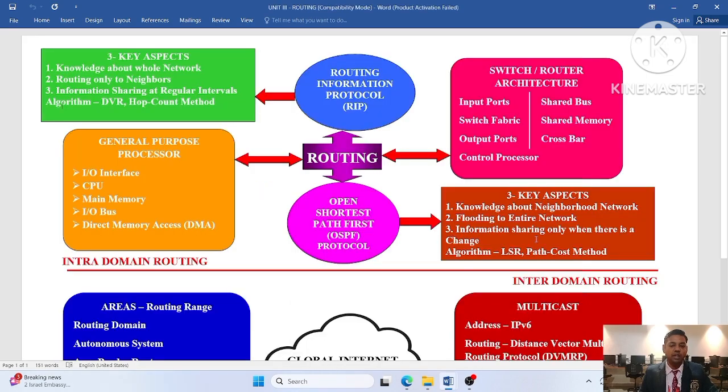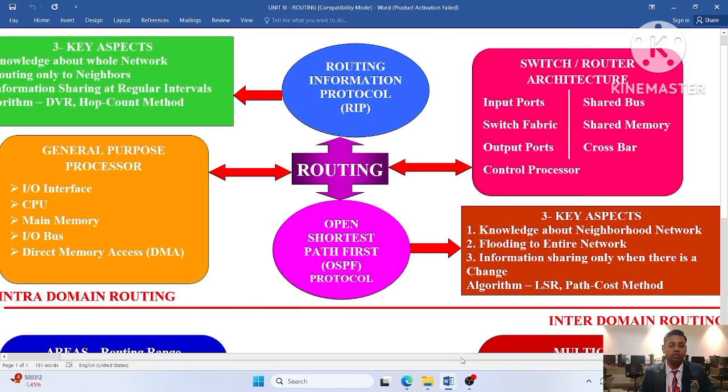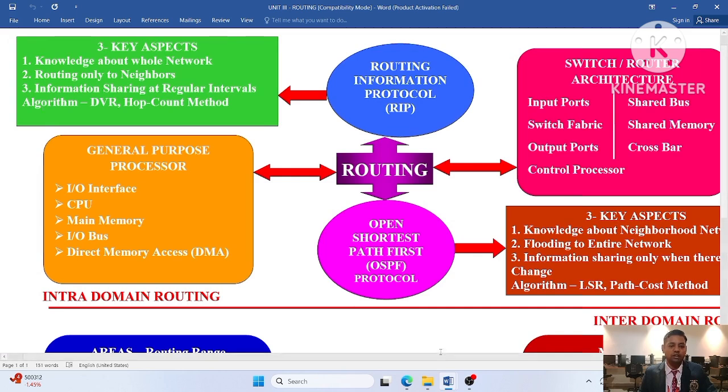Basically we have two different methods, or two different approaches, for routing. One is the Routing Information Protocol, RIP, and another is called the Open Shortest Path First protocol, OSPF. These are two protocols for performing intra-domain routing. So RIP and OSPF come under intra-domain routing. Within a domain, the packets can be transferred and shared.